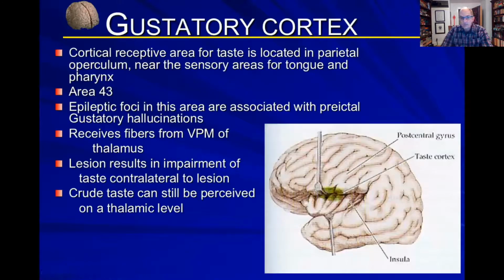There's a gustatory cortex located here for taste. So that's the cortical receptive area for taste in the parietal operculum, near the sensory areas for tongue and pharynx. So that kind of makes sense. Seizures in that area are associated with gustatory hallucinations. That area receives input from the VPM of the thalamus, and lesions there can affect taste, as you might think.